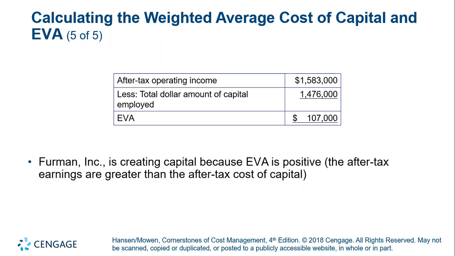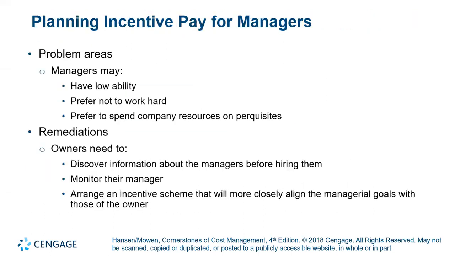Man Incorporated is creating capital because EVA is positive. Once EVA is positive, it means it's creating capital. However, if it's negative, it is destroying capital. If the after-tax operating income exceeds the total dollar amount of capital employed, then the difference is EVA, which is positive. Okay, so I hope you take note of the formula and be guided accordingly by this set of examples.